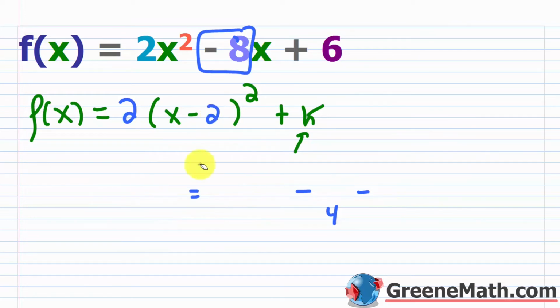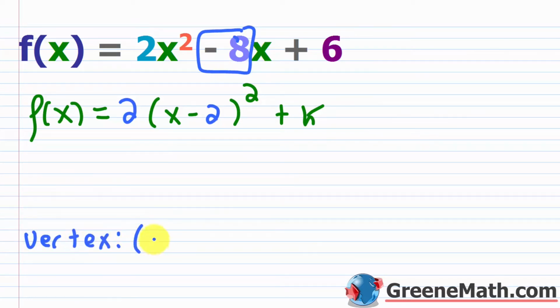So let me erase this real quick. And let me write this over here. So the vertex, we already know the x-coordinate is at 2. And then what about my y-coordinate? Again, to find that, I just plug a 2 in for x in my function. So what is f of 2? This would give me my k.